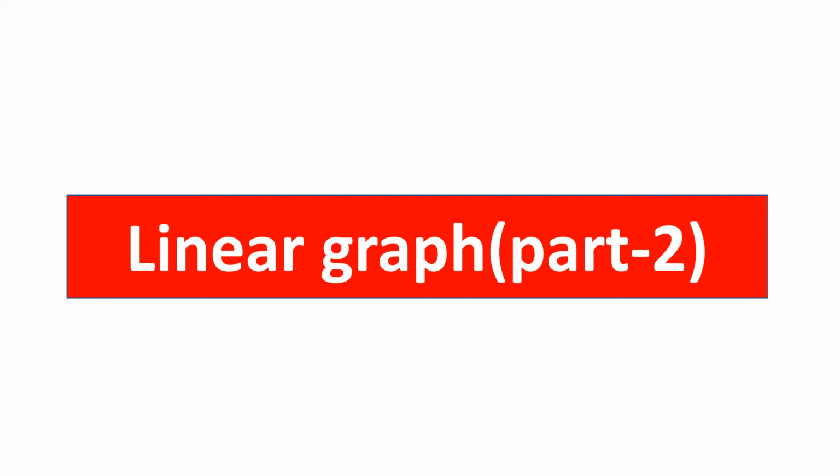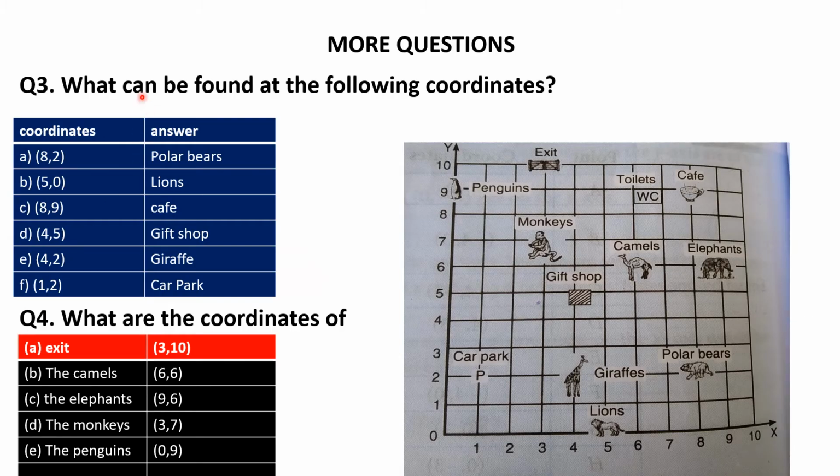Today, let us see some more questions of the chapter Linear Graph, Part 2. Now, what can be found at the following coordinates? You look at this graph, and some camels, elephants, gift shop, whatever is placed over there in this graph is shown here, and you have to find out where exactly it is placed in the graph.